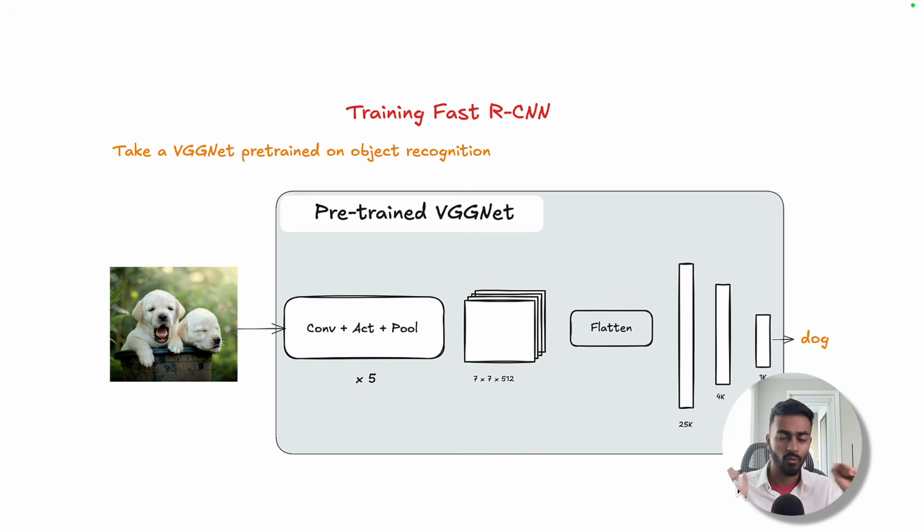Now that we understood the what's, the whys, and the hows of the fast RCNN, let's actually walk through the entire training procedure for a fast RCNN object detection pipeline. So what we want to do first is take a VGG net that is pre-trained on object recognition. So I wrote a pre-trained VGG net architecture. It's basically 5 convolution activation pooling layers. And let's say that this will output eventually a 7 by 7 by 512 tensor. We flatten it, and then we pass it through a sequence of feed-forward layers in order to get the object recognition output. It is trained to do this already.